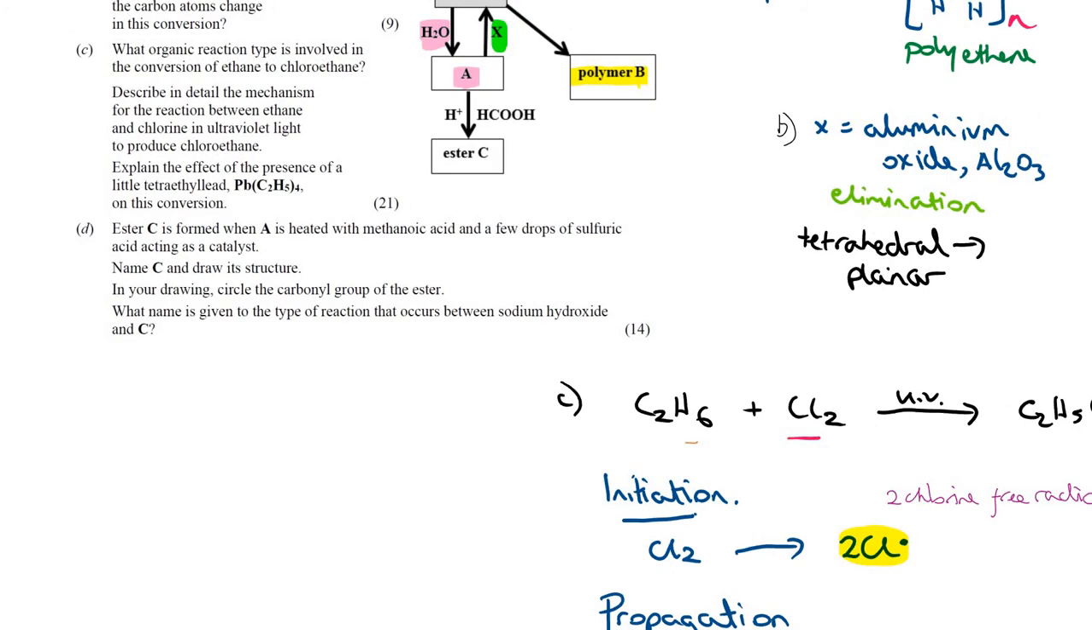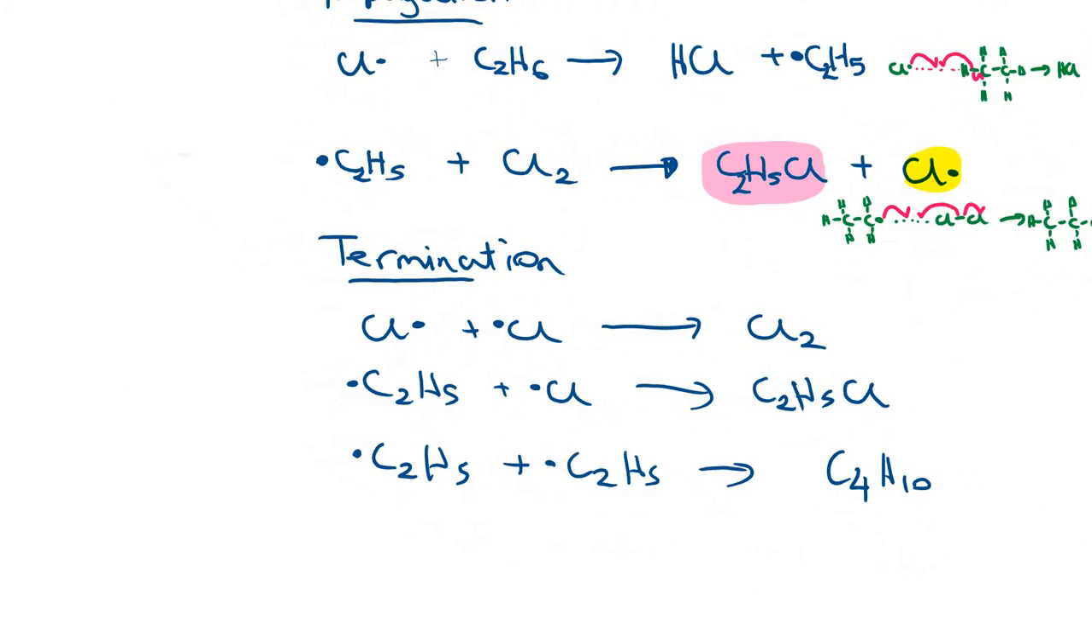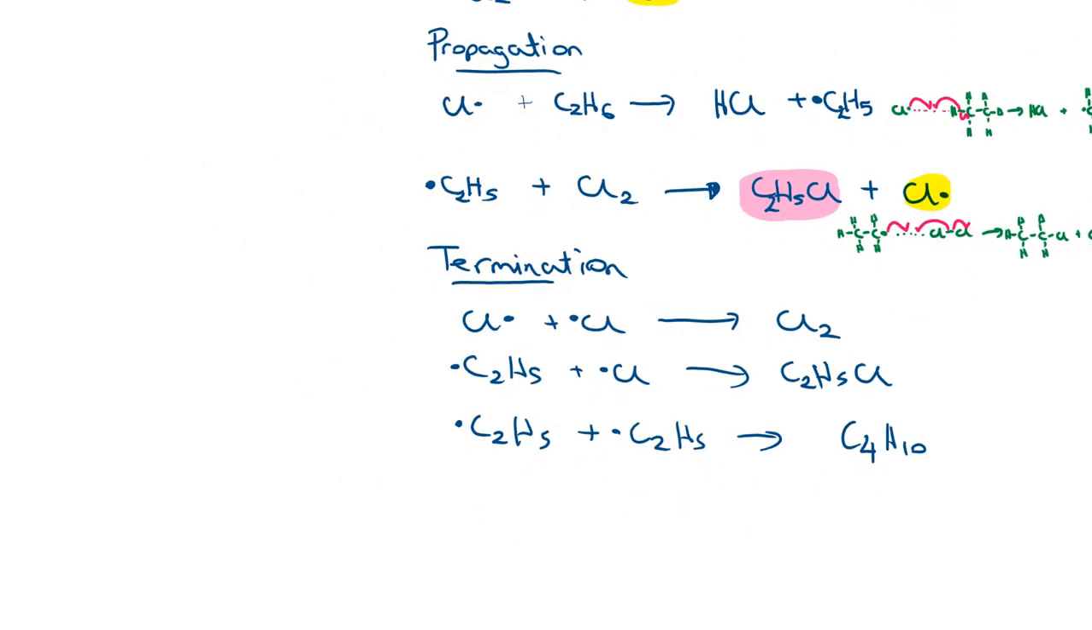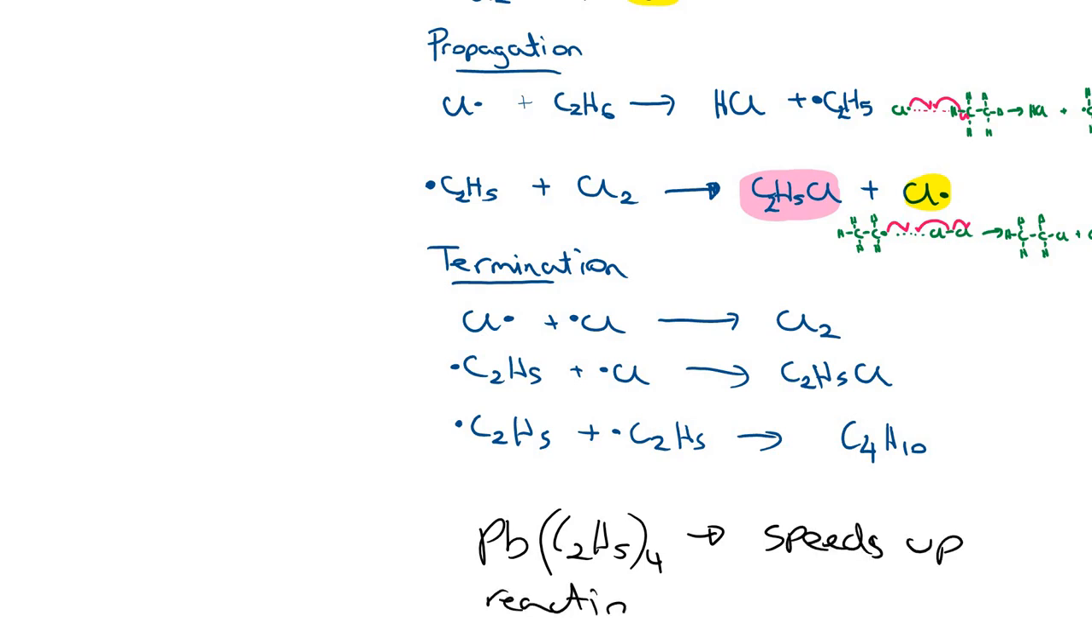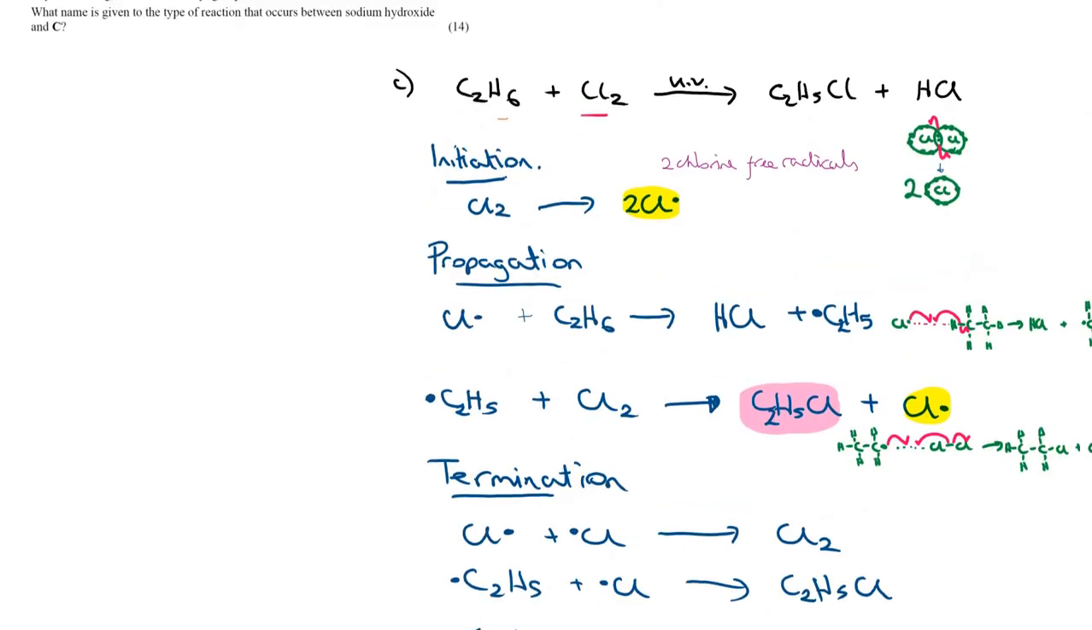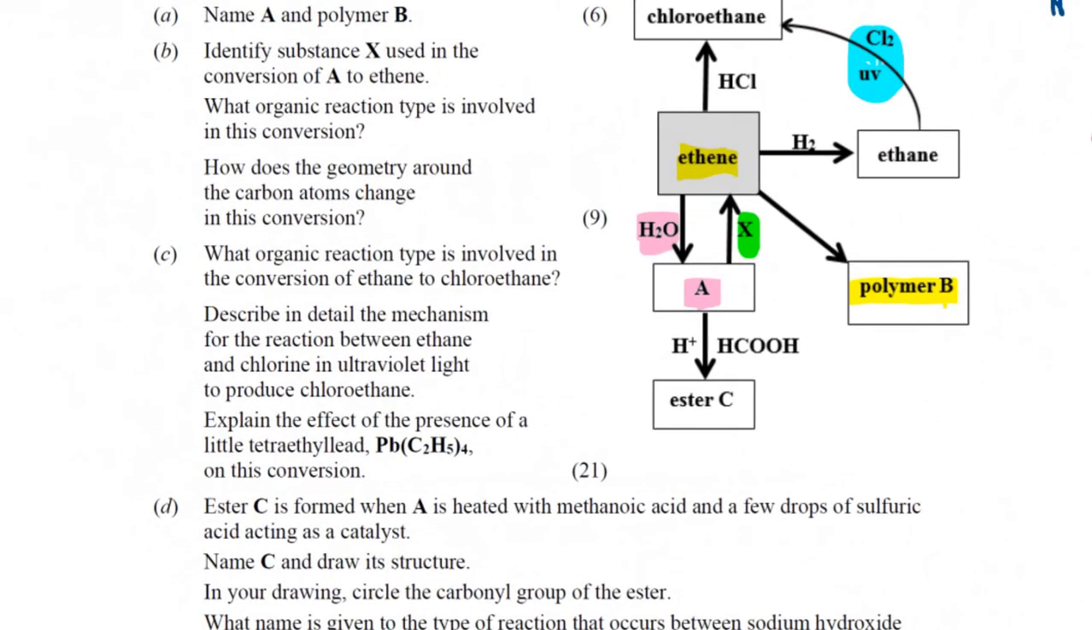Explain the presence of a little tetraethyl lead on this conversion. Okay, so tetraethyl lead speeds up the reaction as it provides readily available ethyl radicals. So if there are more ethyl radicals there, the reaction will speed up. Going back here to our questions.